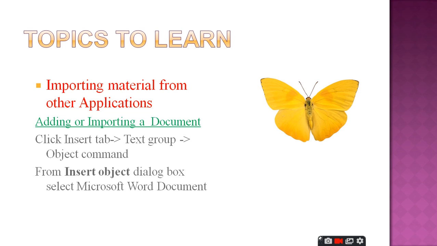How to achieve this? It's very simple. Click on the Insert tab. The Text group will be available. From the group, you click on the Object command. The Insert Object dialog box appears on screen. From there, you select a Microsoft Word document to insert any document from Microsoft Word. Or if you want to insert any Excel sheets, you can click the option needed provided there. This is a way to import material from other applications.